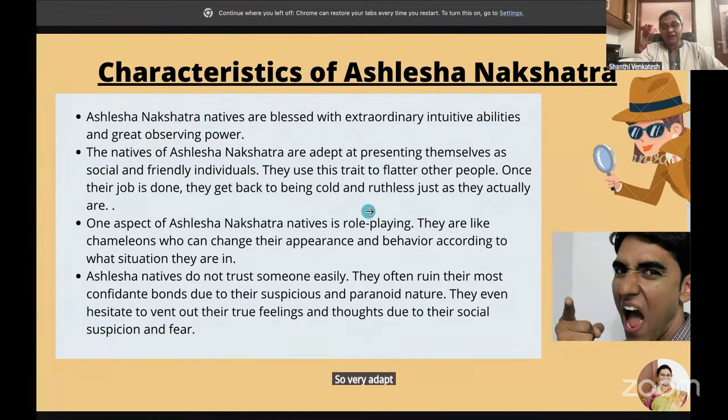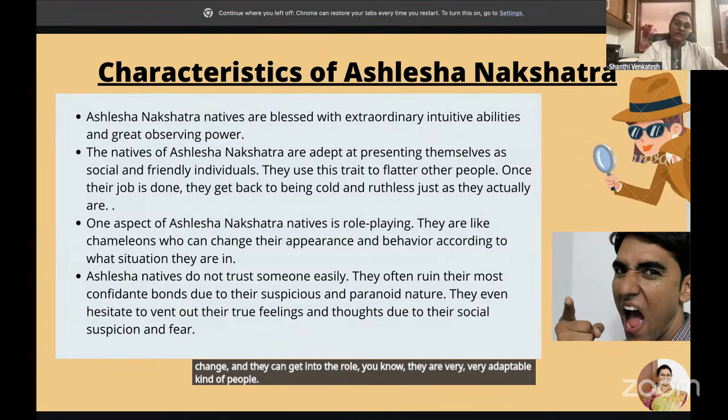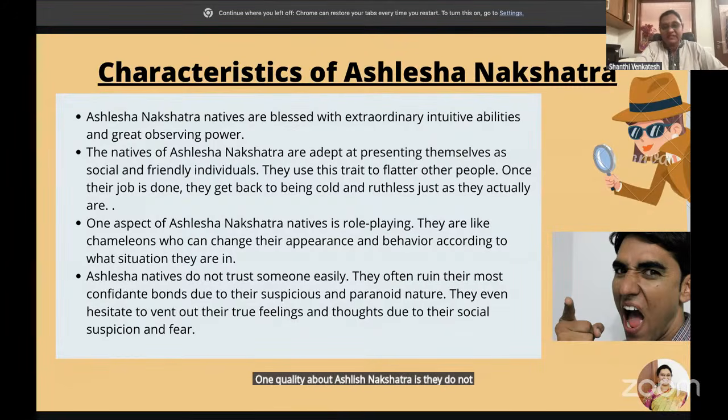Very adaptable. According to the situations, they can change, and they can get into the role. They're very, very adaptable kind of people. One quality about Ashlesha Nakshatra is they do not trust people easily. Very, very suspicious nature they have. Because of this, they do not trust people easily. So suspicion, manipulation, jealousy, possessiveness, excessive secrecy, overthinking, sarcasm, then difficulty in letting go. All these are some of the negative qualities of Ashlesha.